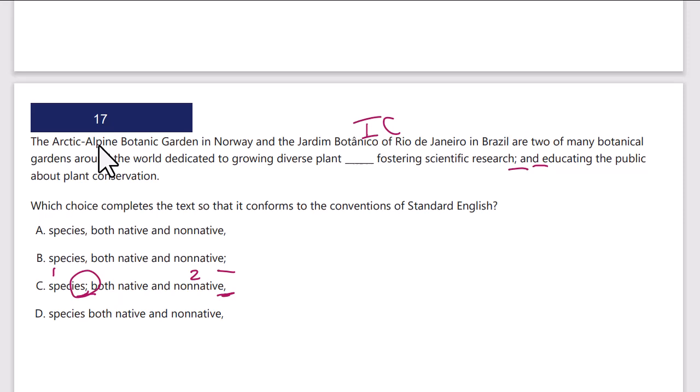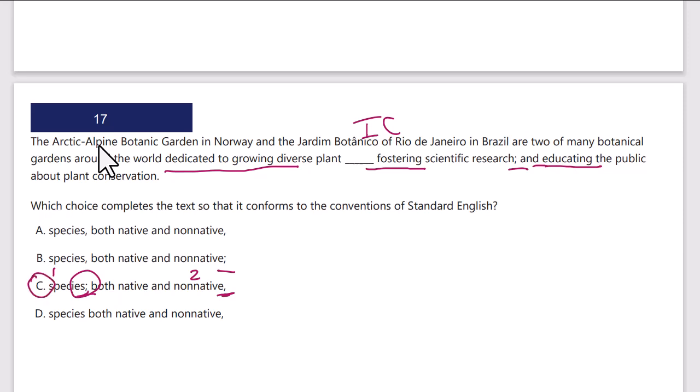Let's just double check. So this and that are two of many botanical gardens around the world dedicated to growing diverse plant species. Essentially would be semicolon or comma. Both native and non-native, fostering scientific research. So they're dedicated to growing, fostering and educating the public. That looks to be the parallel structure. I think that's what's going on.